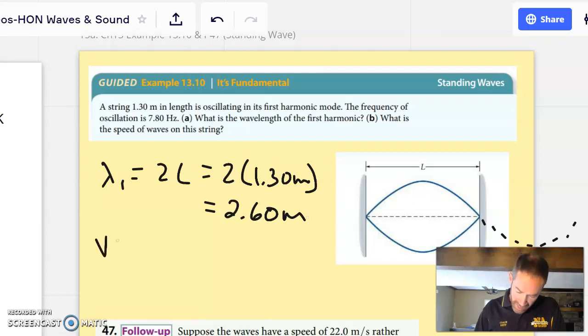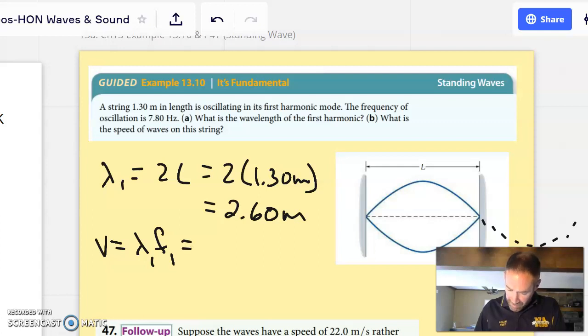The wave speed, as we've known for a long time, is the wavelength times the frequency. Now, it's a corresponding wavelength and frequency. So that means that wavelength 1 and frequency 1 multiplied together will give you the wave speed. Wavelength 2, frequency 2, 3, 3, and so forth. Here we're dealing with wavelength and frequency 1, the fundamentals.